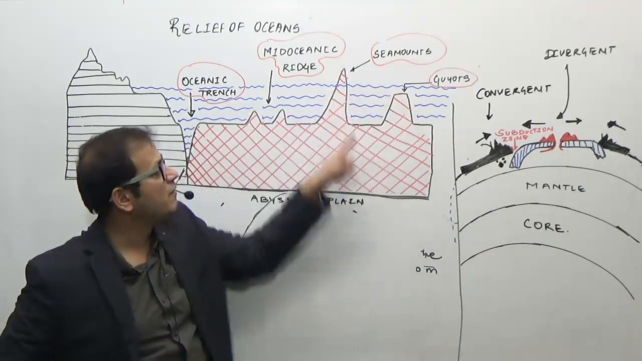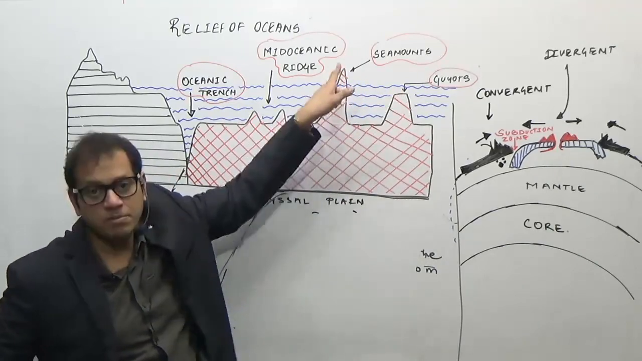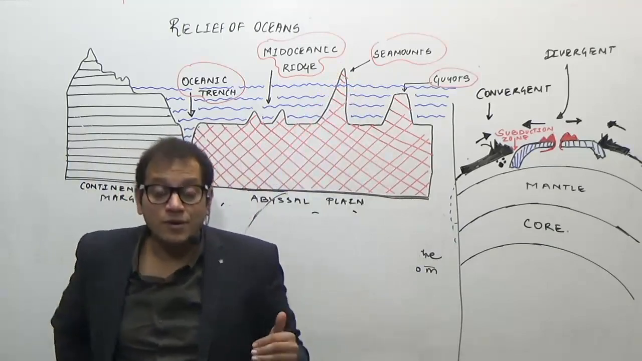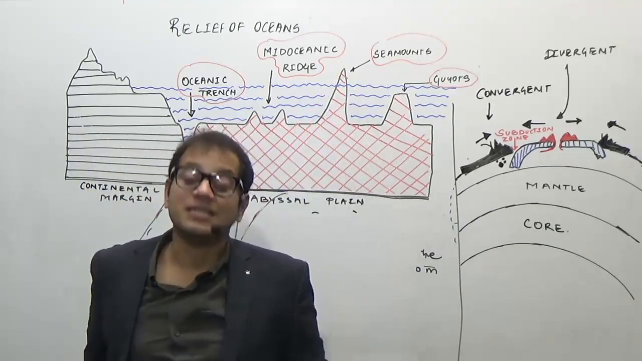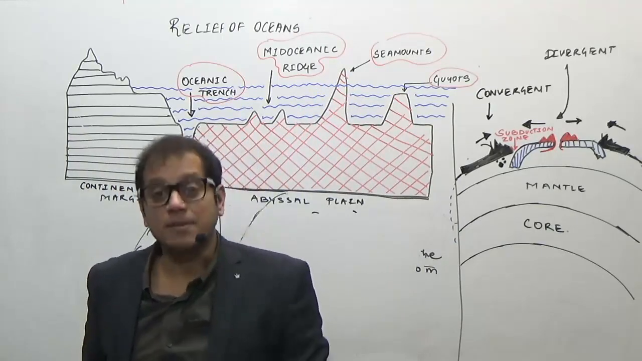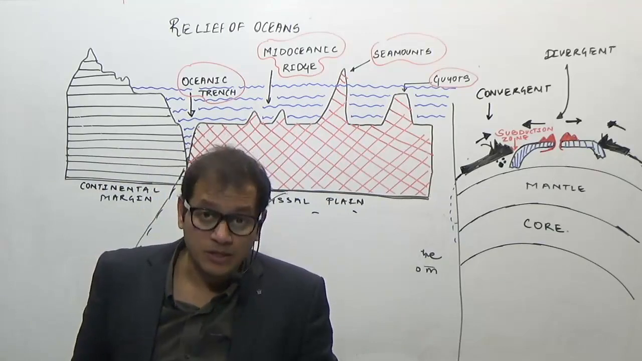Here there is no island. Why is this an island? Because the top is coming out. So they represent island arcs. Therefore, the oceanic trenches are most common along the convergent plate boundary. They are parallel to the mountain system.